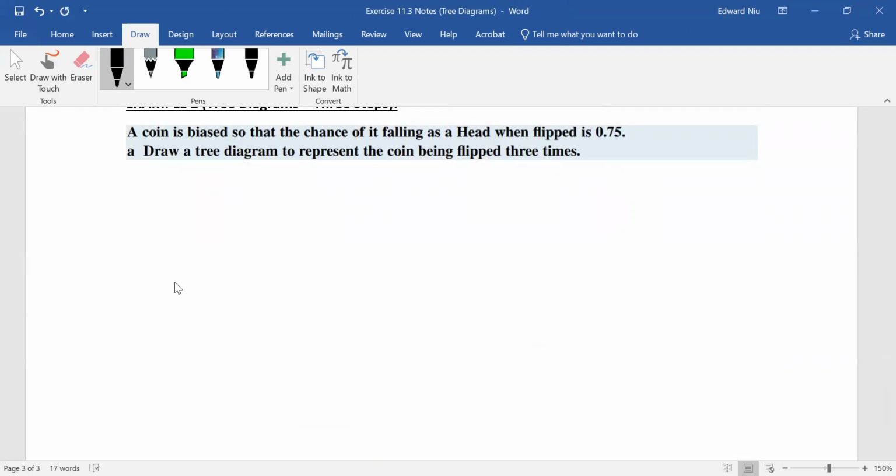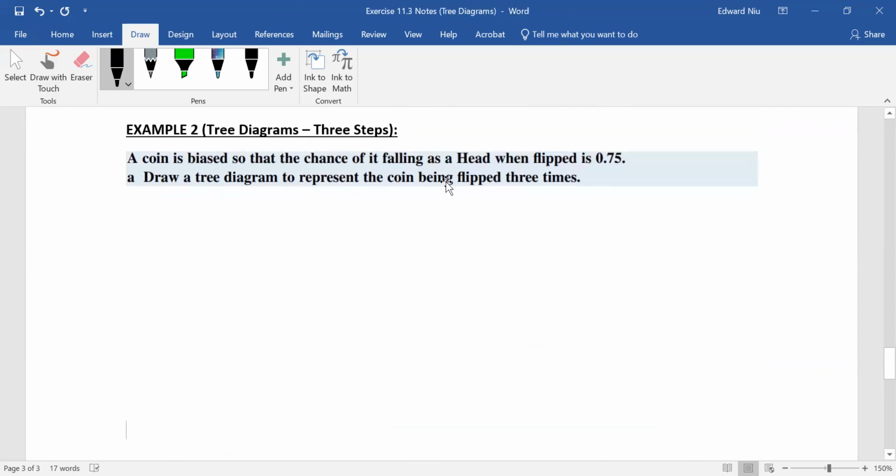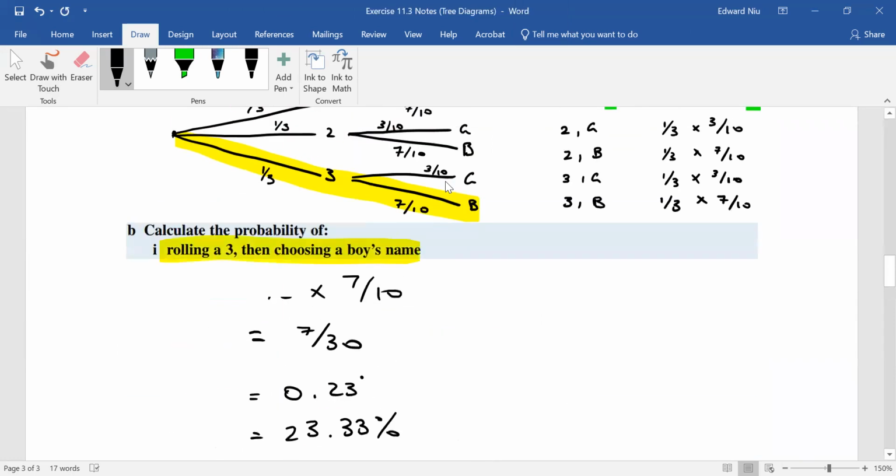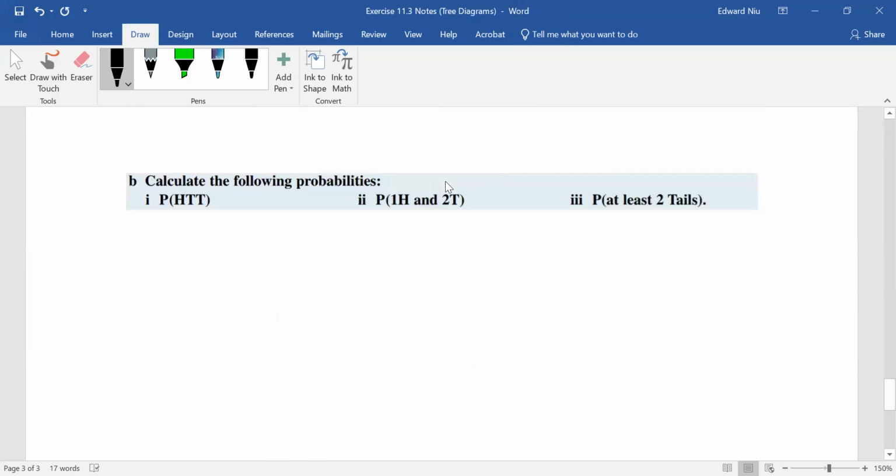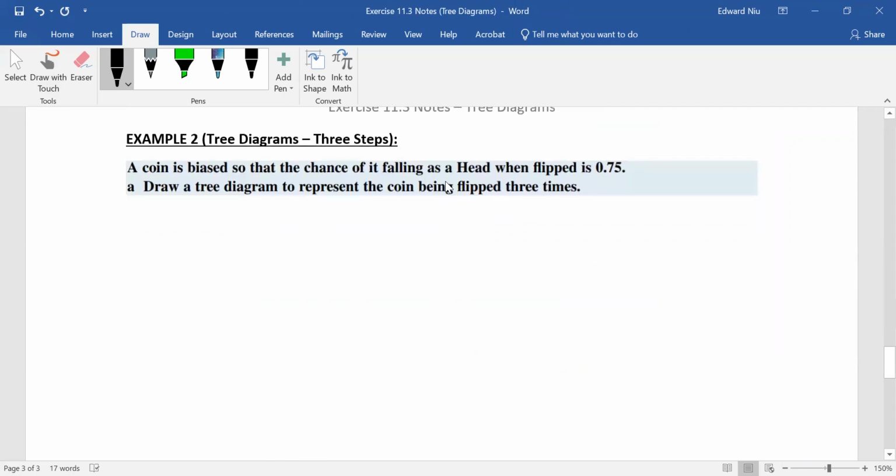Let's see, a coin is biased, so the chance of it falling on heads when flipped is 0.75. Okay, so if we go back up, what do we call it? That's how I labeled it, so let's call it coin. So maybe let's call it like toss 1. Toss 2. Toss 3, outcome, and then odds. All right.